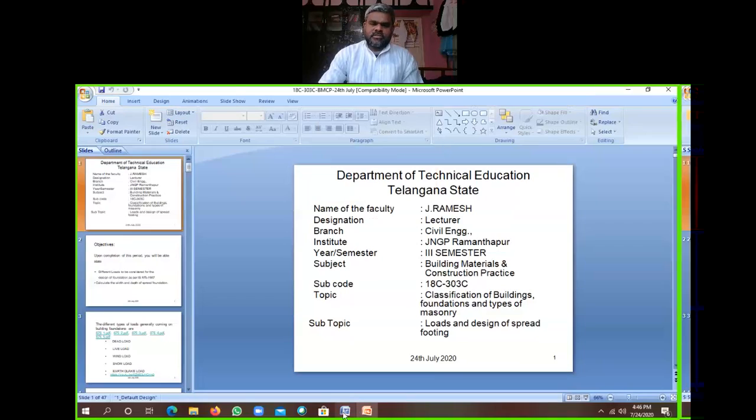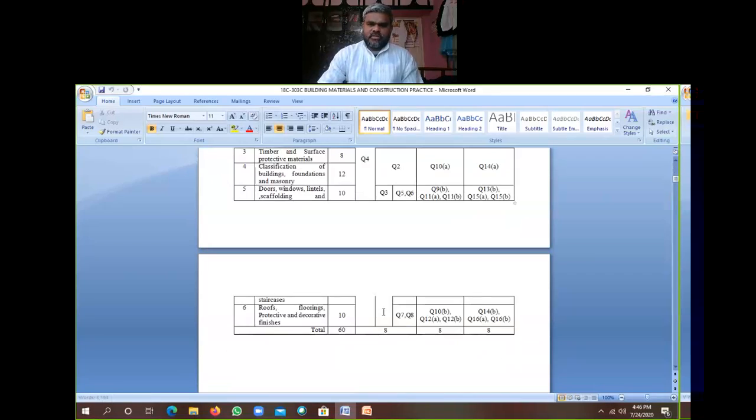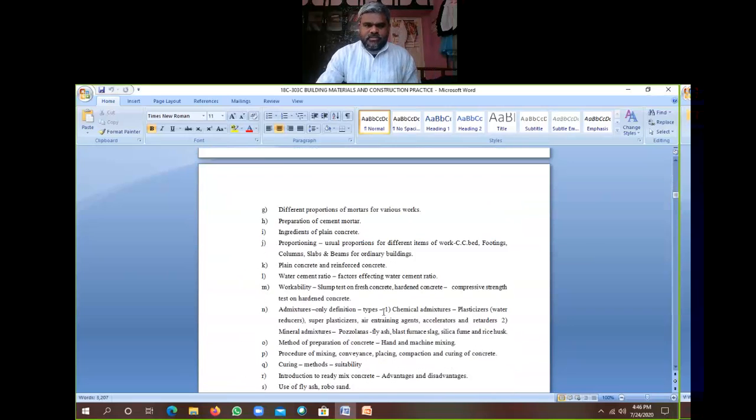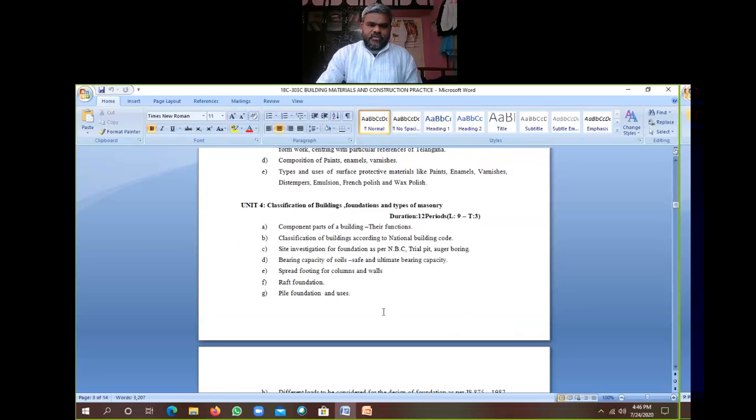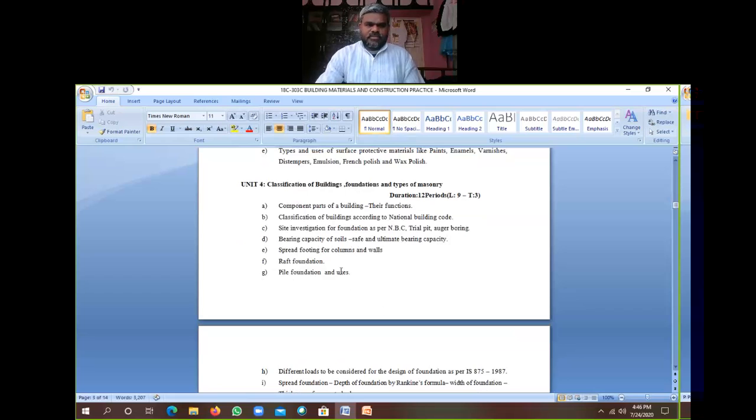Namaste. Last class we discussed different types of footings like shallow footings and spread footings. So let us see the syllabus. We are in the fourth chapter of BMCP. We have completed the component parts of a building, classification of building, site investigations, and bearing capacity of the soil.